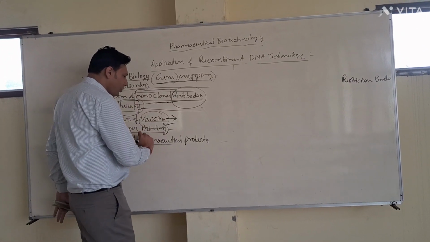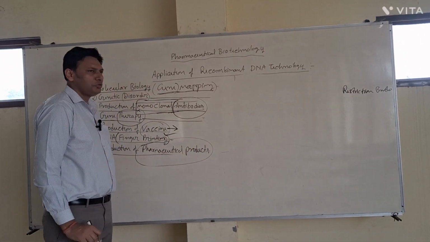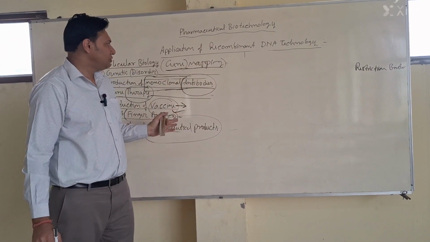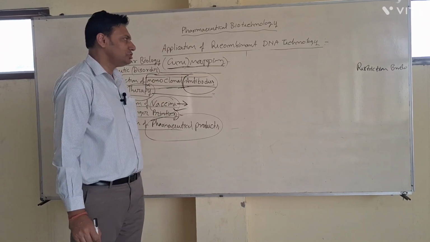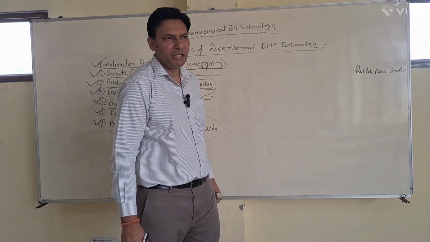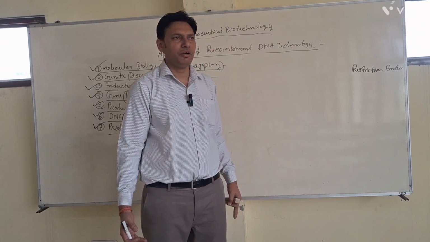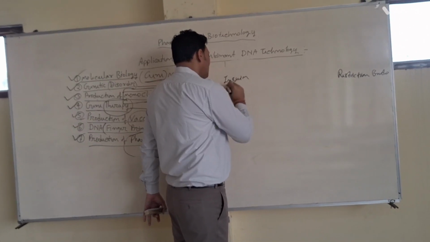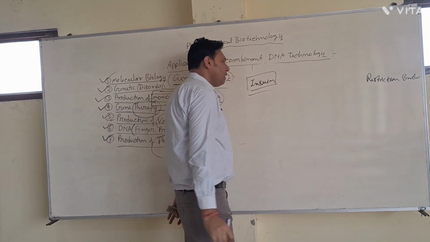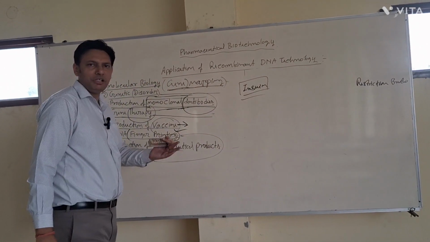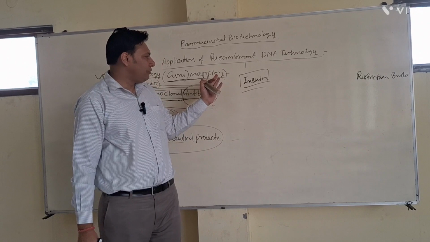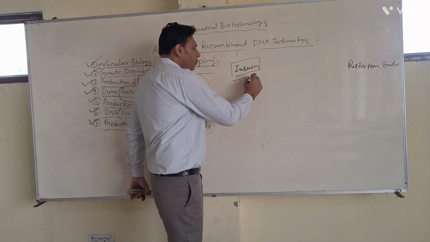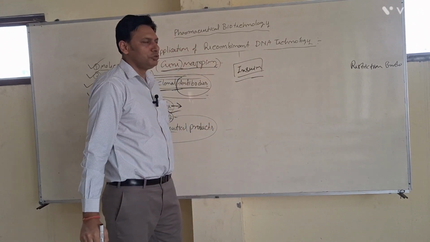The next one is the production of pharmaceutical products. Nowadays we are using many pharmaceutical products which come under pharmaceutical biotechnological industries. With the help of recombinant DNA technology, we can start our production of biotechnological products. As you know very well, insulin is very useful. Insulin is a product of the body only, but we require insulin in case of diabetes.